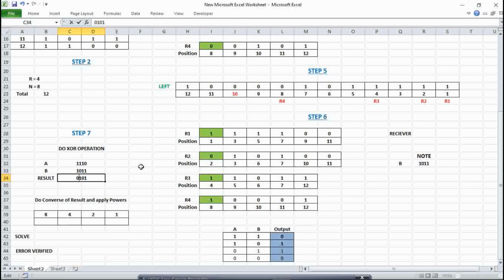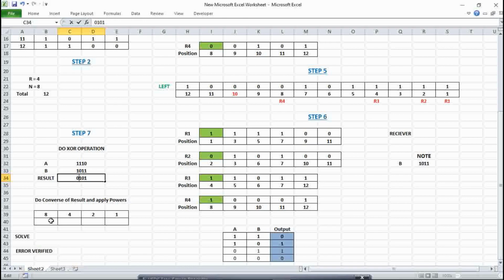This is similar to what we do in addition. Don't need to worry. I'm shifting starting from the right. 0 1 gives 1, 1 1 gives 0, 1 0 gives 1, 1 1 gives 0. So this is the pattern that we got, which is 0 1 0 1. After doing the XOR operation, we will convert the output that we have got. Converting means we will reverse. The reverse of this 0 1 0 1 is 1 0 1 0.